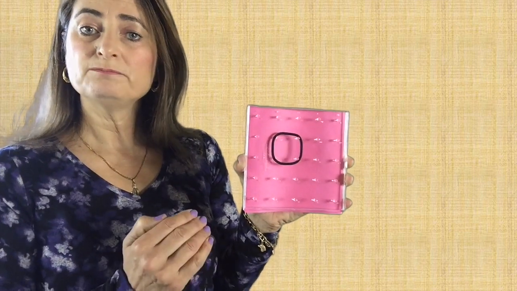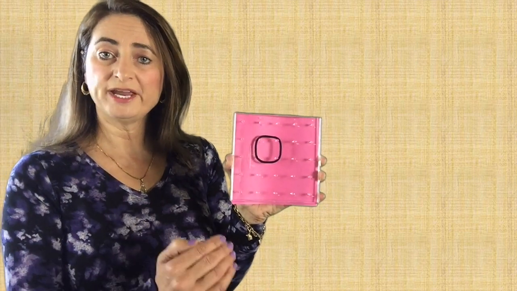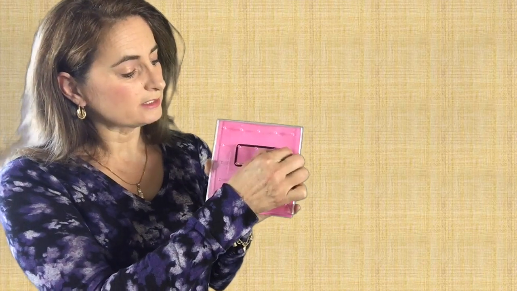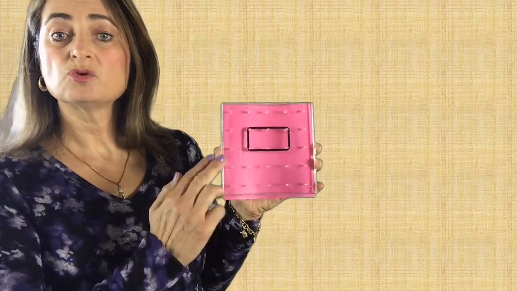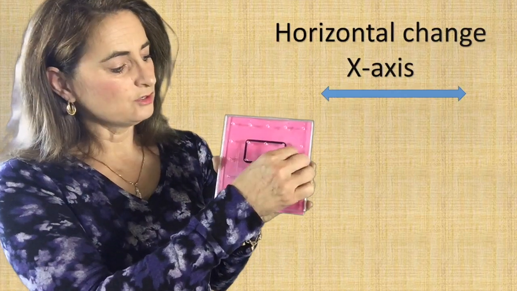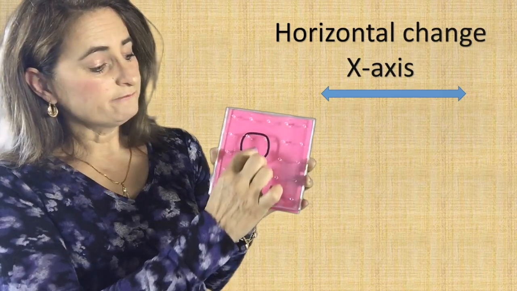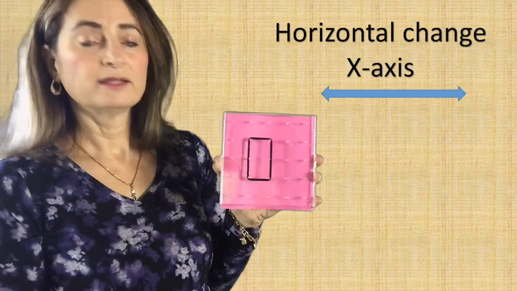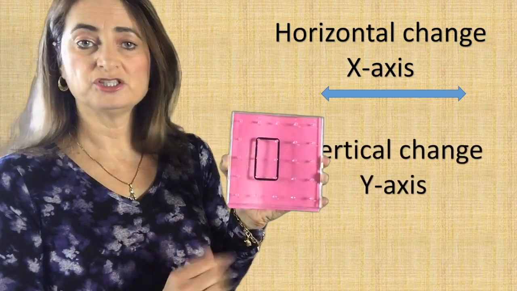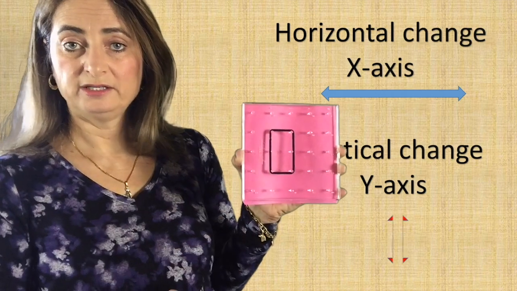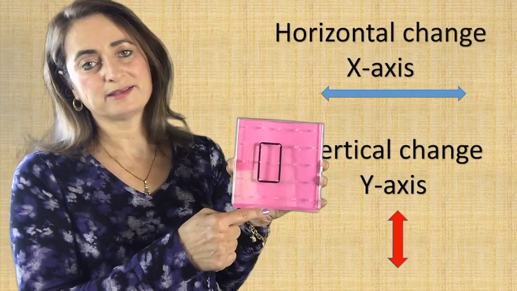So if we make any horizontal changes, which means we take this and go horizontally this way, isn't that the x-axis? Because the x-axis is a horizontal line. So any horizontal change means a change to the x. Now let's go back. Any vertical change, and you can see the change because I'm only changing one line, I'm not changing the whole figure, means a change to the y-axis.